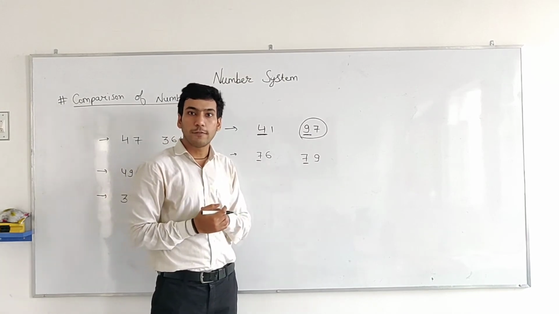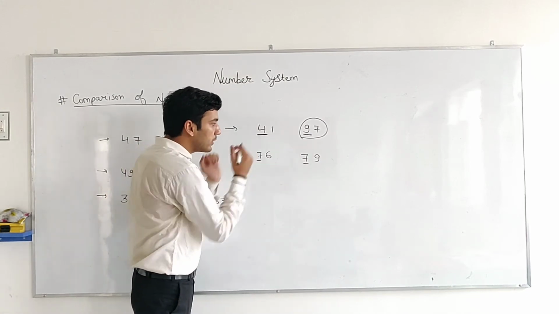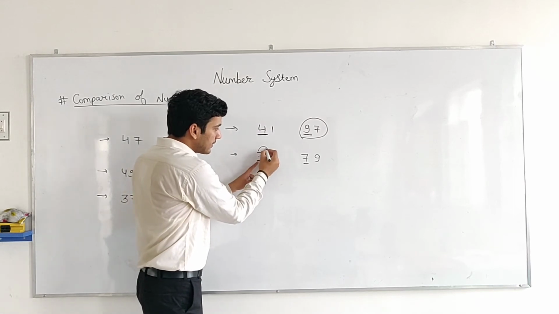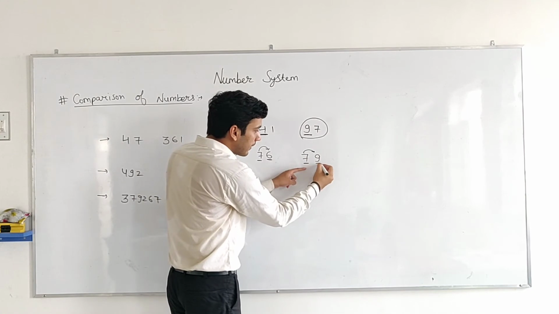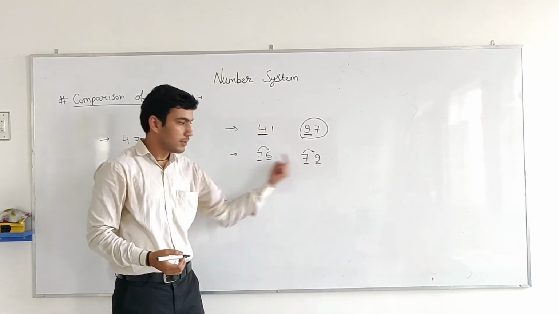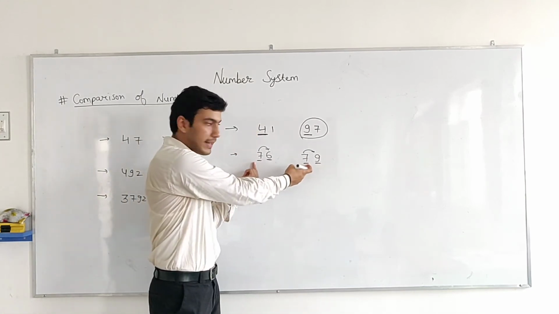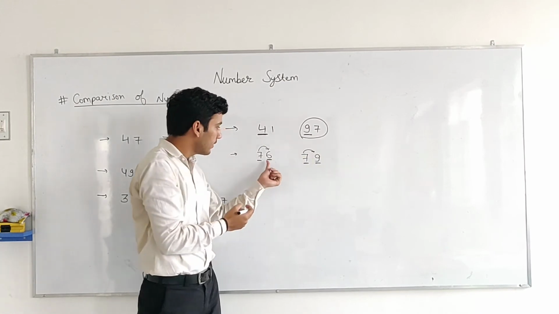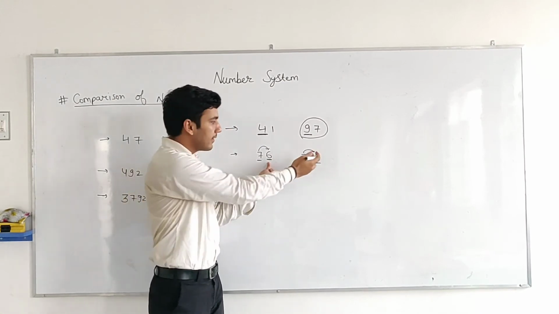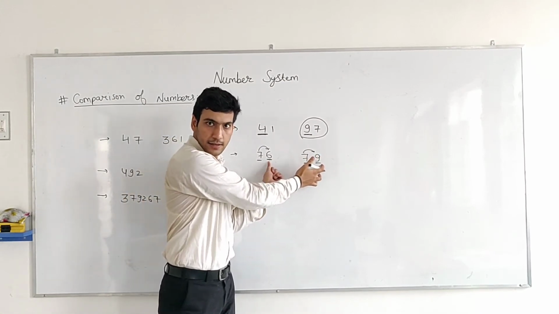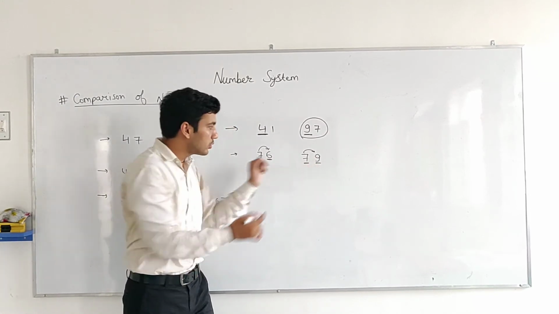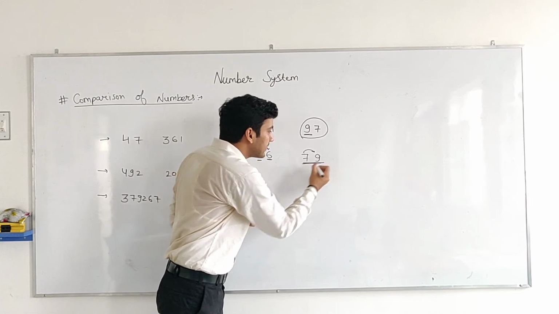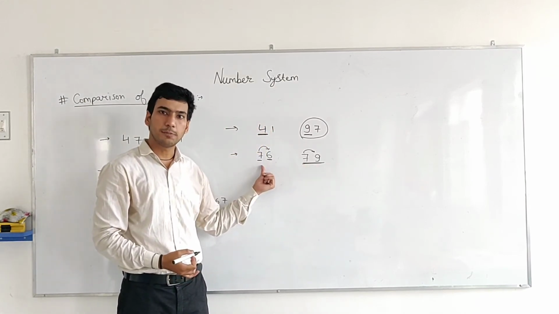Now what next you have to do? You have to go to the next number. That is, you have to compare 6 in this number and 9 in this number. These two numbers are same. Next you have to go to the next number. In this, 6 is there and in this, 9 is there. And you all know that 9 is greater than 6. So automatically this number is greater than this number.